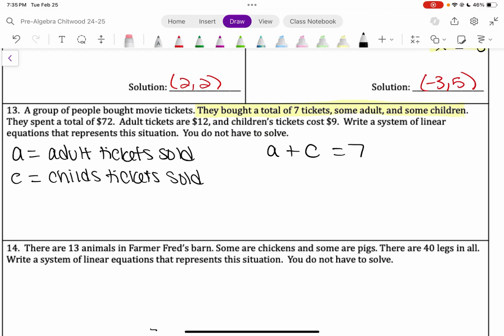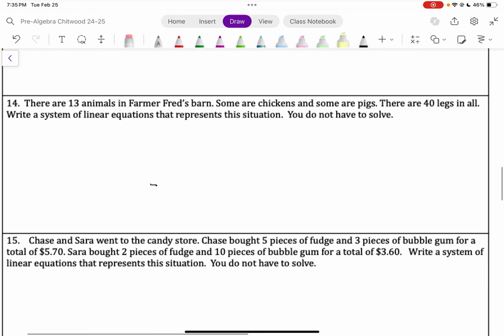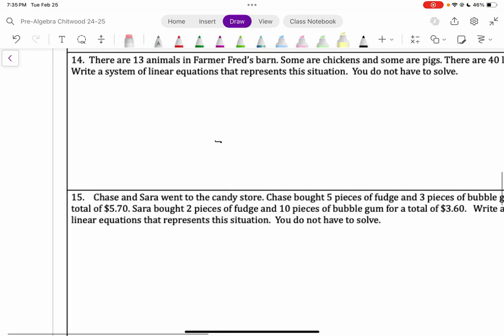That's my first equation. Then, if I know the adult tickets are $12, I can write 12A. The child's tickets are $9, so plus 9C equals, and the total cost was $72. That is what I got right here. So this is our systems of equations. And again, you do not have to solve it, sorry.